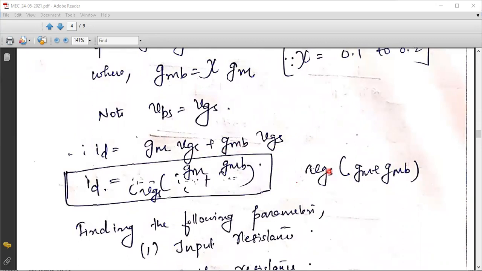So this equation can be written as, if you take VGS common, inside the bracket you will have GM plus GMB. So the expression for ID will be VGS multiplied by (GM plus GMB), and this equation we need in order to proceed further. This is the equation for the drain current, or the transistor current, for the given circuit.